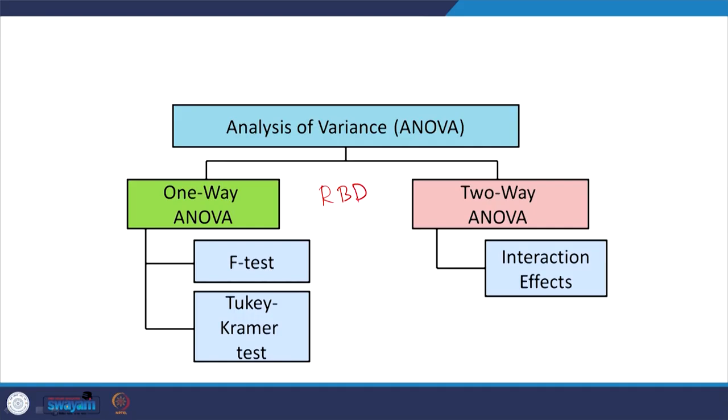In one way ANOVA, we are going to do the F test. The F test will help you decide whether the null hypothesis should be accepted or rejected. When you reject a null hypothesis, then the Tukey-Kramer test will help you find which 2 pairs are equal or which 2 pairs are not equal. Then this side is two way ANOVA, where we will go for interaction effects, which we will see in coming classes. In this class, we will see how to do the F test and the Tukey-Kramer test.